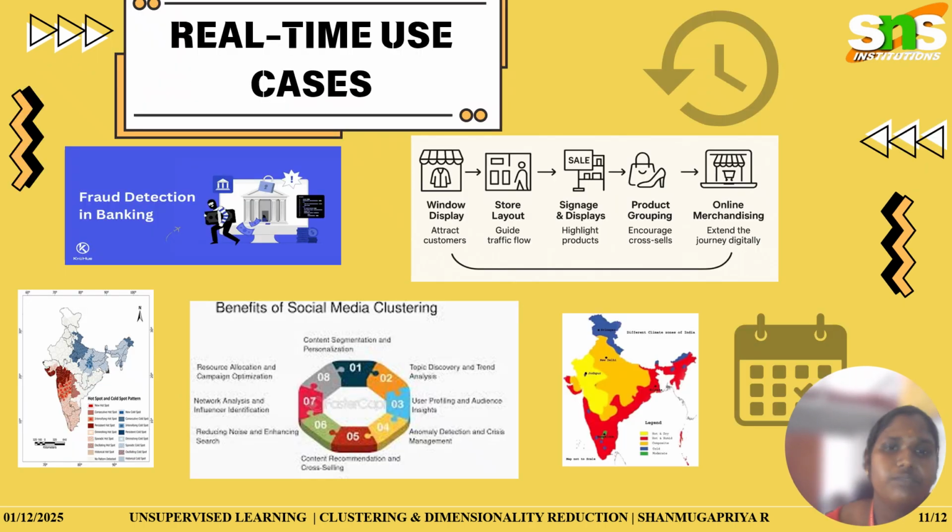Next are the real-time use cases: banking fraud detection and product grouping. Product grouping is, for example, window display and store layout. Other examples are social media clustering, weather detection, and social media likes and interests, such as shares. These all come under real-time use cases of clustering.